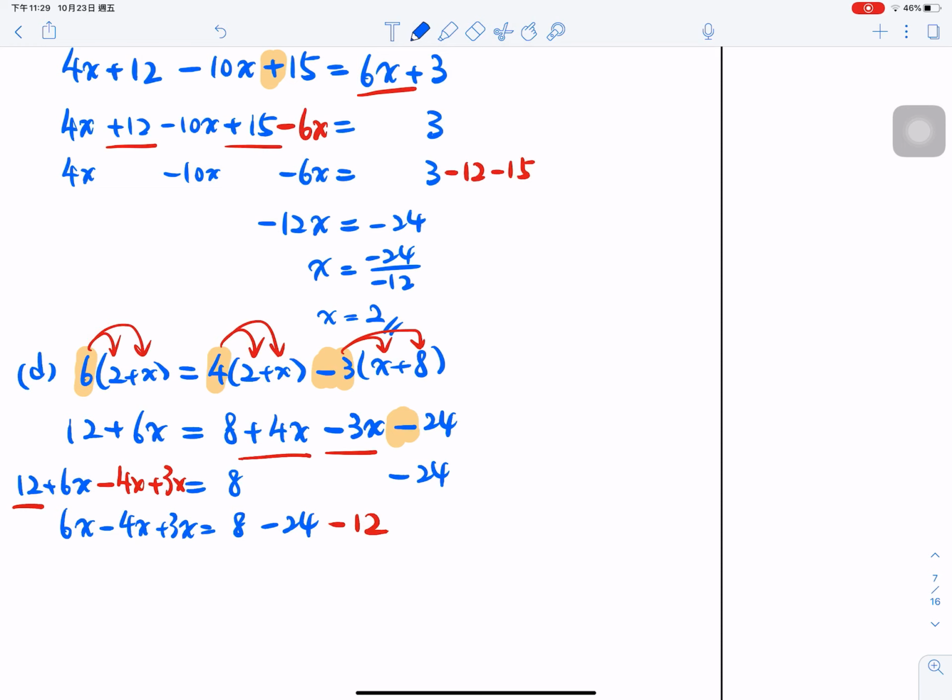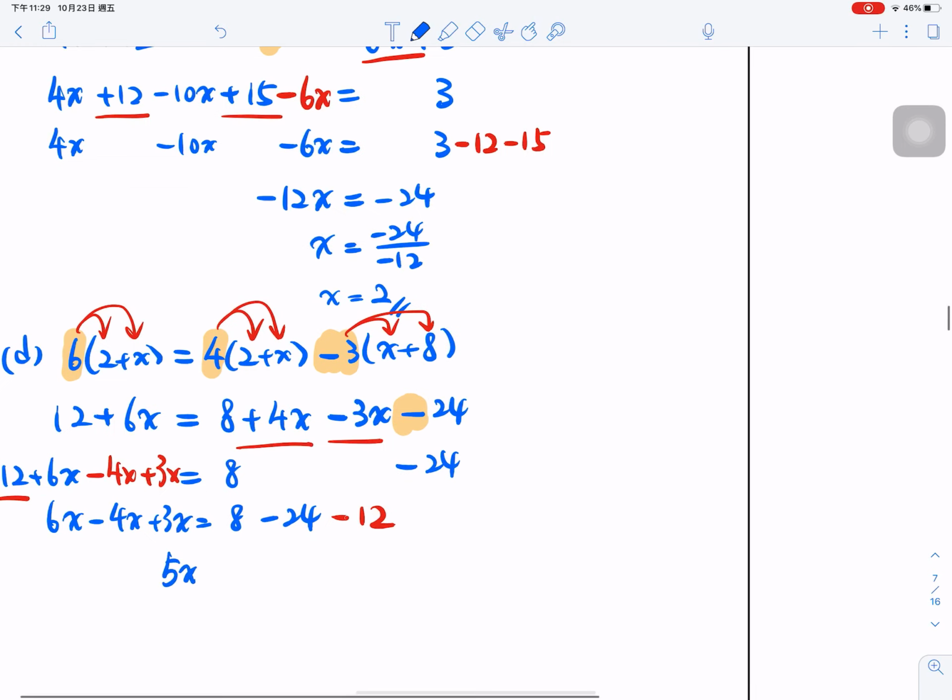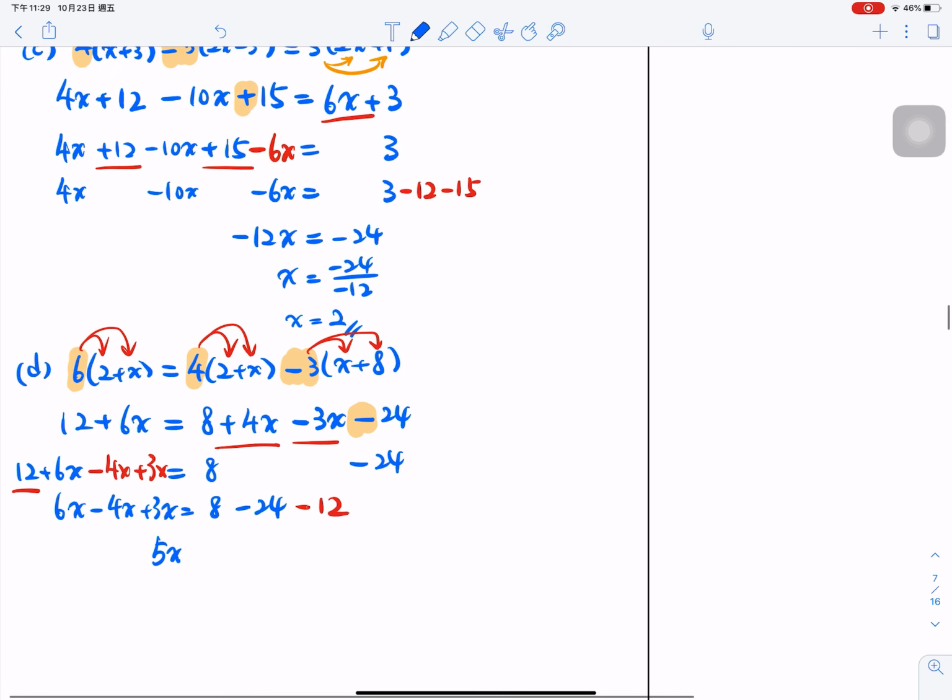So as a result, now 5x equals negative 28. Yeah, so x equals negative 28 over 5. Can we simplify? No, this one is the simplest form of the fraction. So this is the answer. Okay?